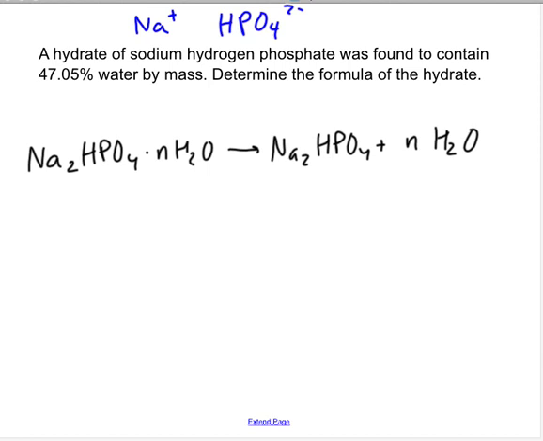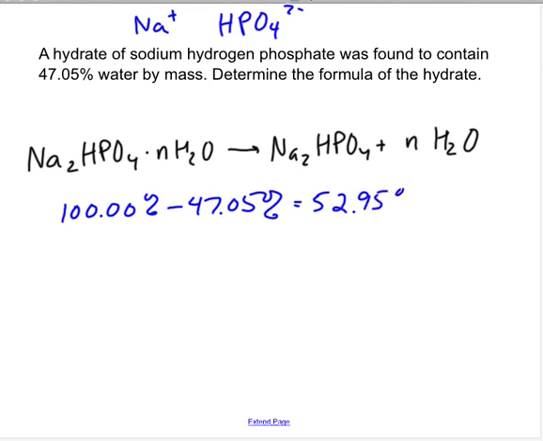In this problem, we're not given masses of the hydrate and the anhydrous compound, but we are told that it's 47.05% water by mass, so logically, to calculate the mass percentage of sodium hydrogen phosphate, we simply subtract the mass percentage of water from 100. So 100.00% minus 47.05% means that I have 52.95% sodium hydrogen phosphate by mass.